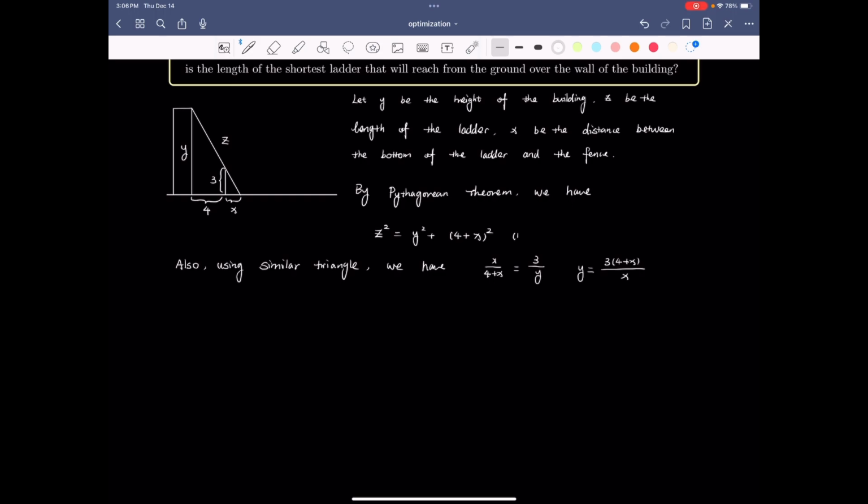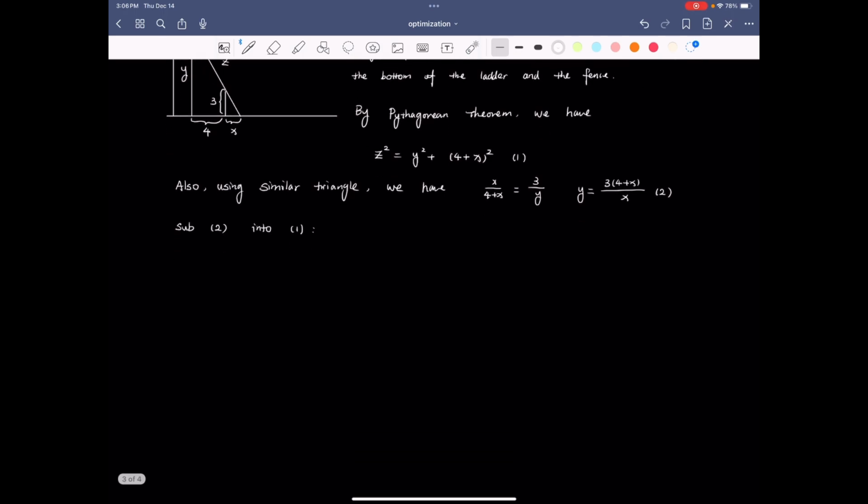Right, so again, let's call this 1, let's call this 2, so I can substitute 2 into 1. I have that Z squared equals, and this looks complicated, I know, (3 times (4 plus X) over X) the whole thing squared, plus (4 plus X) squared. Okay, so now we can see that I've reached a formula of Z, although it's Z squared, but it's okay. A formula of Z in terms of only one variable, which is X. In this case, you can see that X has to be greater than 0.